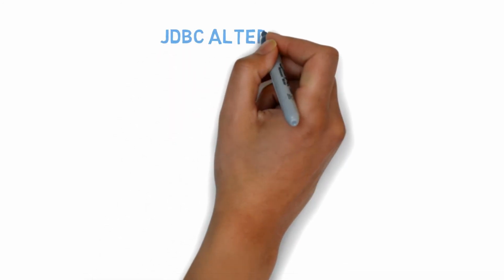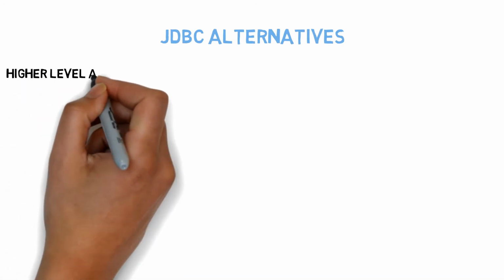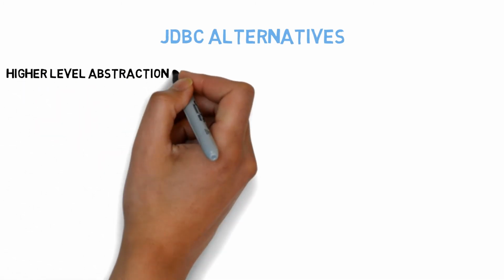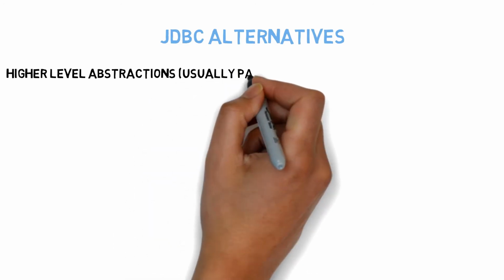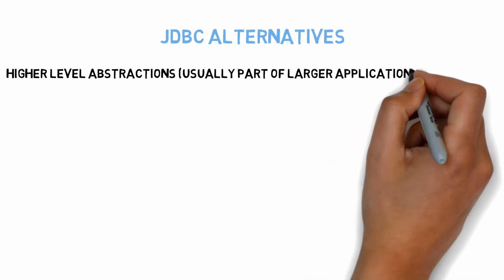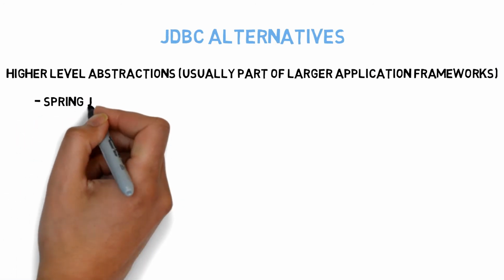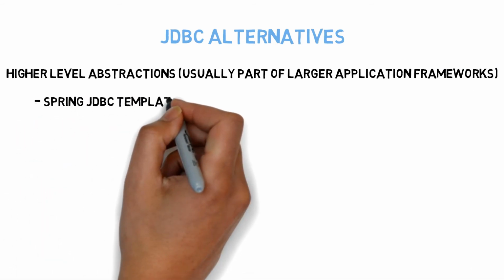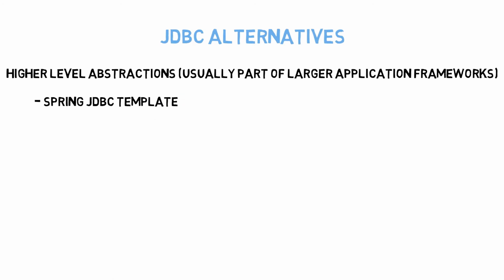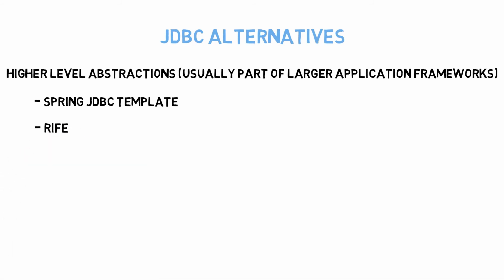There are other ways of getting to databases without doing direct JDBC programming. There are higher-level abstractions that are delivered as part of the large application frameworks. For example, the Spring Application Framework includes something called JdbcTemplate. It simplifies the amount of code you have to write, but in the background it's using JDBC to talk to the database. There's a similar but perhaps less popular templating library called Rife, which does basically the same thing.